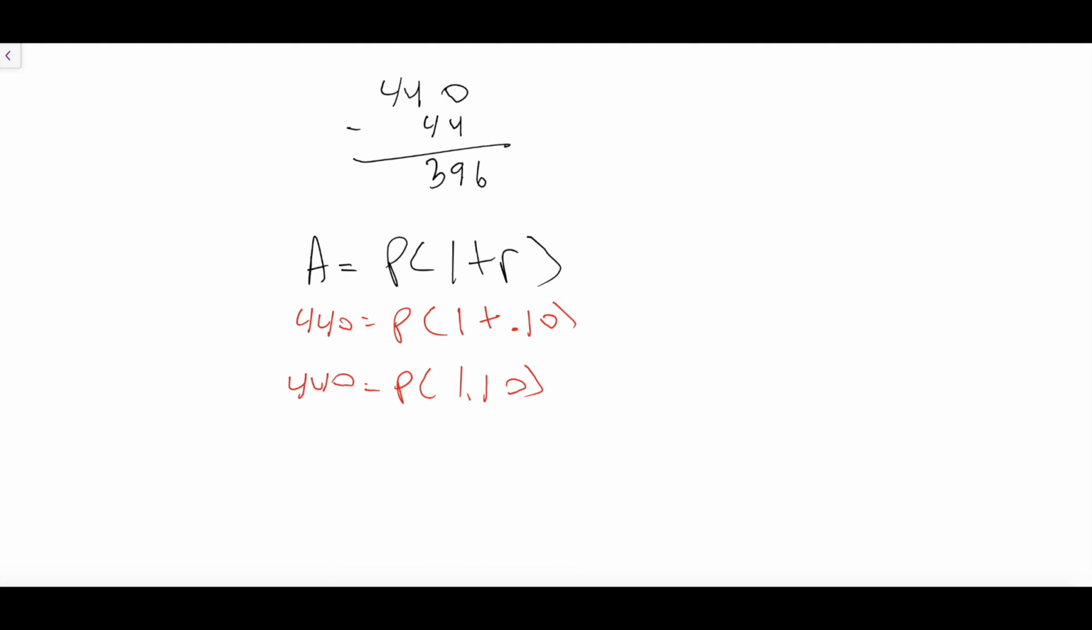And then we're going to divide. Divide by 1.10. 440 divided by 1.10 is 400. Now who's going to Stanford? You.